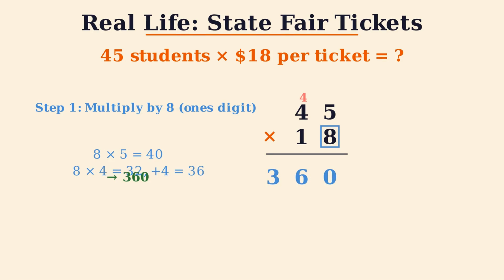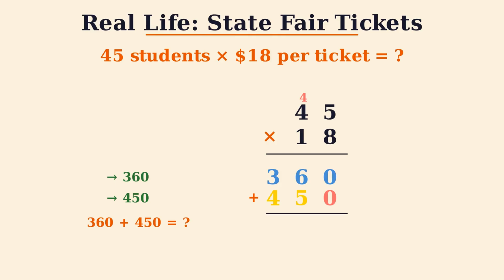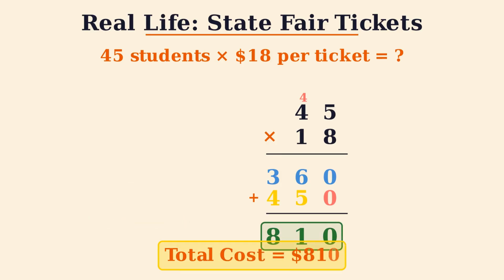First, multiply 45 by 8, the ones digit. 8 times 5 equals 40. Write 0, carry 4. 8 times 4 is 32, plus 4 carried equals 36. First row, 360. Now multiply 45 by 1, the tens digit. Don't forget the 0 placeholder. 1 times 5 equals 5. 1 times 4 equals 4. Second row, 450. Add them. 360 plus 450 equals 810. The total cost is $810.